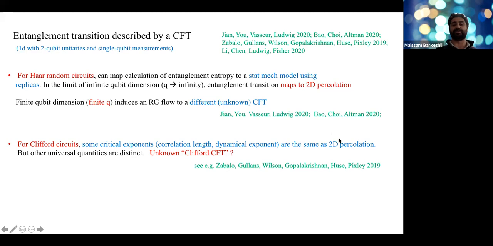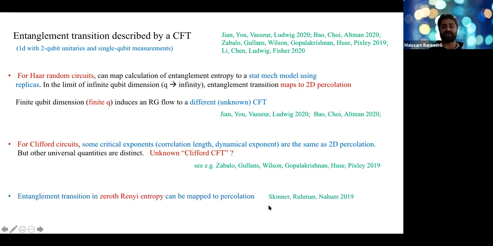are the same as 2D percolation, but there are other universal quantities, like the coefficient of the entanglement entropy at the critical point, which does not match what you would expect from a 2D percolation model. So this has led people to think that there's some kind of conformal field theory here that we have not identified, which describes the transition in these Clifford circuits. You might call it some unknown Clifford conformal field theory.